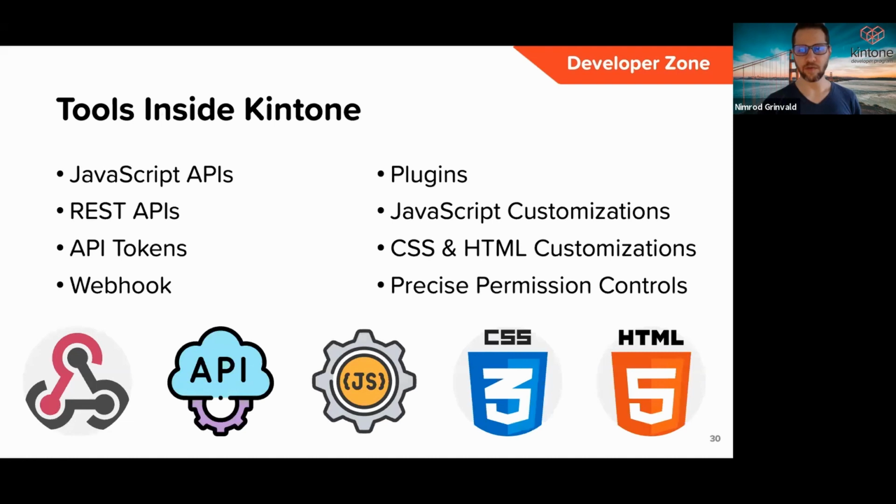Inside of Kintone, we have many different tools to make that happen. There's a REST API, a JavaScript API. We have API tokens, which we'll be touching on today. There are webhooks, which trigger data payloads that get sent to some RESTful endpoint based on user event-driven behavior in our GUI. Plugins, JavaScript customization. So there's a lot of things that you can do to play with Kintone and to make it valuable for business users, or to make it your own.